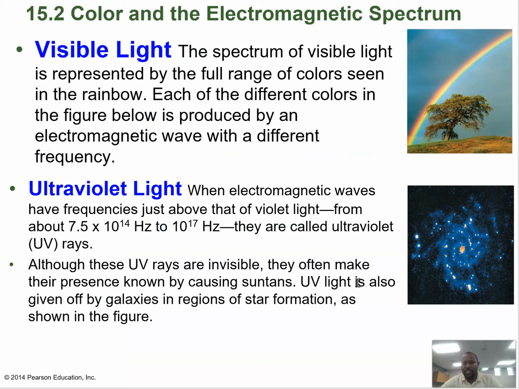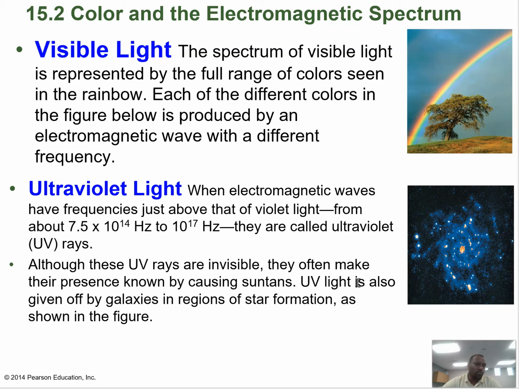Visible light. This is the spectrum of visible light. As you see on the right side of the figure, you see the rainbow. The full range of colors which we see in a rainbow is a part of visible light because we can see it. Each different color in the figure is produced by electromagnetic waves at its own frequency.